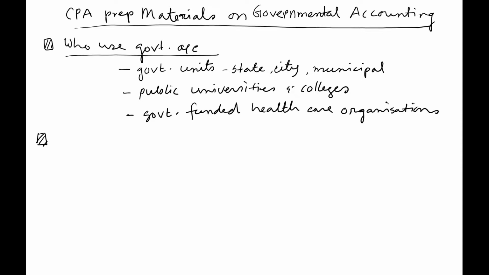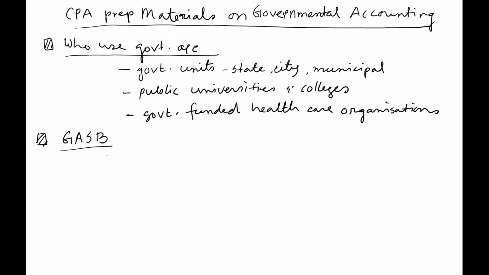Now let's talk about the governmental accounting principles and standards. The GAAP, or the generally accepted accounting principles for governmental entities, are actually prepared by the board, which is known as GASB. So I believe all of you can remember, GASB stands for what? GASB stands for Governmental Accounting Standards Board, and they have the authority to prepare the accounting standards for governmental units.